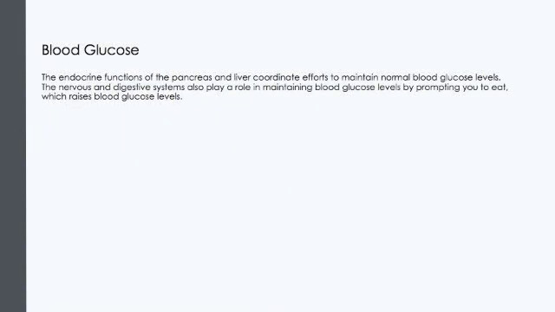Moving on, the endocrine functions of the pancreas and liver coordinate efforts to maintain normal blood glucose levels. The nervous and digestive systems also play a role in maintaining blood glucose levels by prompting you to eat, which raises your blood glucose level. This is another example of a homeostatic mechanism.